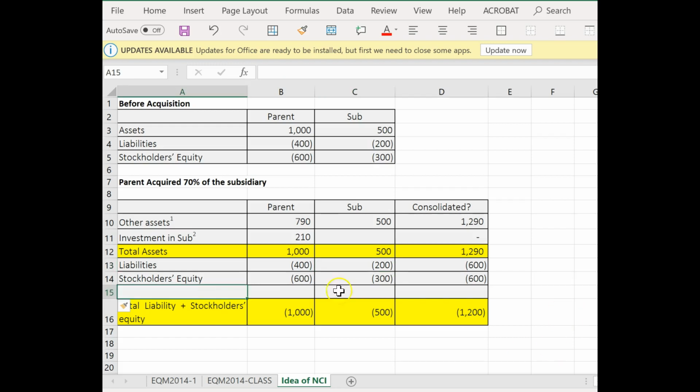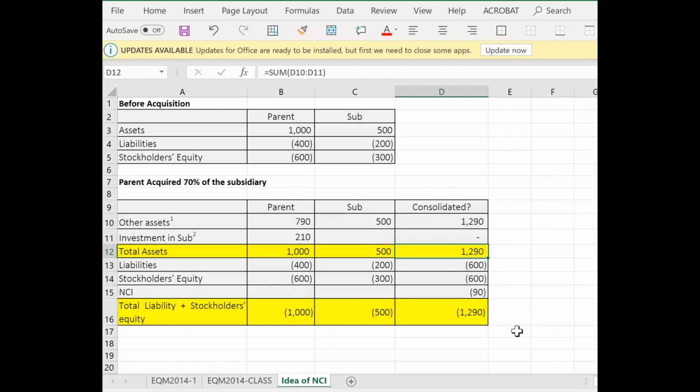So there must be an NCI, which should not appear on the parent's account. Obviously, it's not part of the parent, and it's not part of the subsidiary. So NCI does not appear on either the parent's or the subsidiary's account, but it is on the reported consolidated financial statement. Now you can guess what that is, right? That is the 30% of the subsidiary's assets. So it should be 30% of the 300 net asset of the subsidiary. So that's fine. If I'm adding these three things up, it is 1290, the same as total assets.